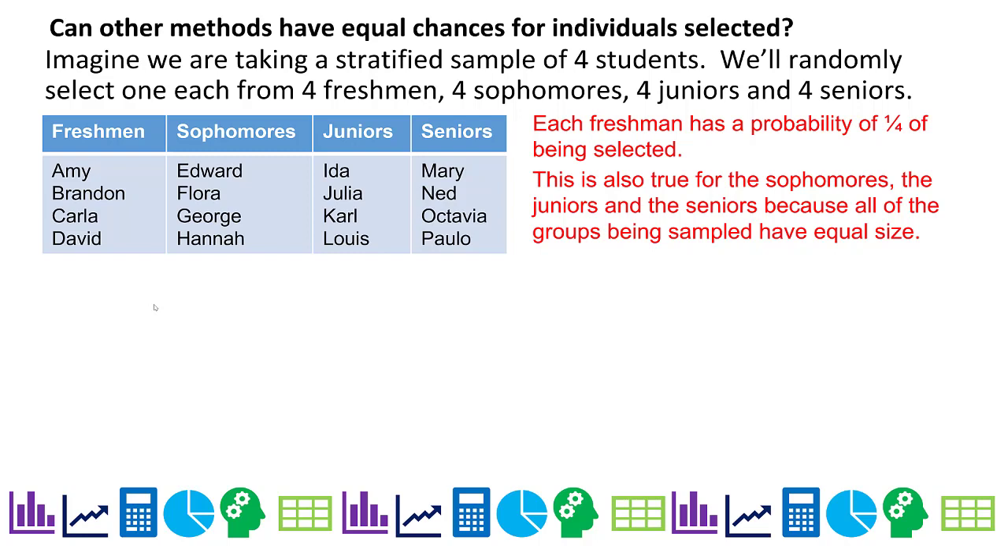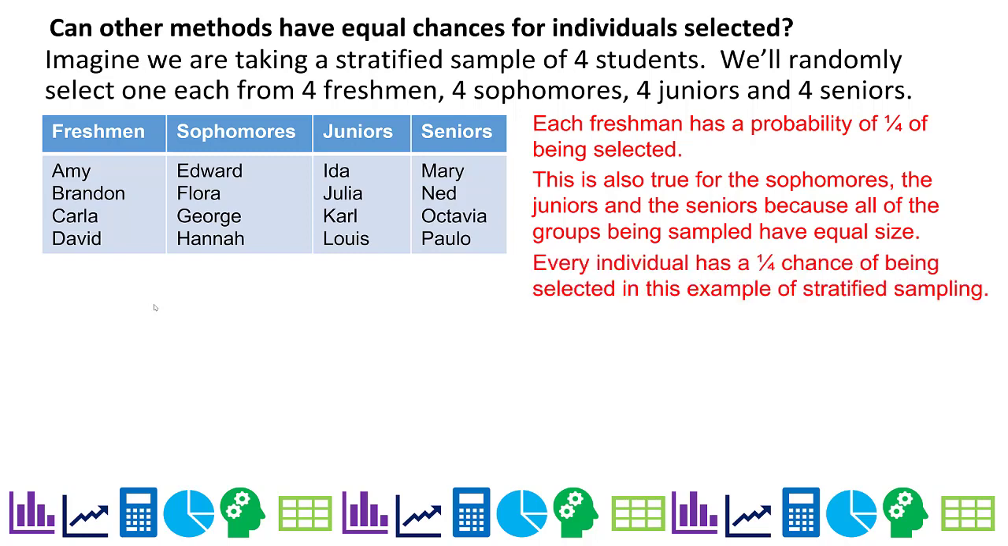Am I doing a simple random sample? No, I'm doing a stratified random sample. And it was possible for me to create a scenario where everyone had the same chance of being selected, even though it wasn't a simple random sample. All right, so every individual has a 1/4 chance of being selected in this example of stratified sampling.